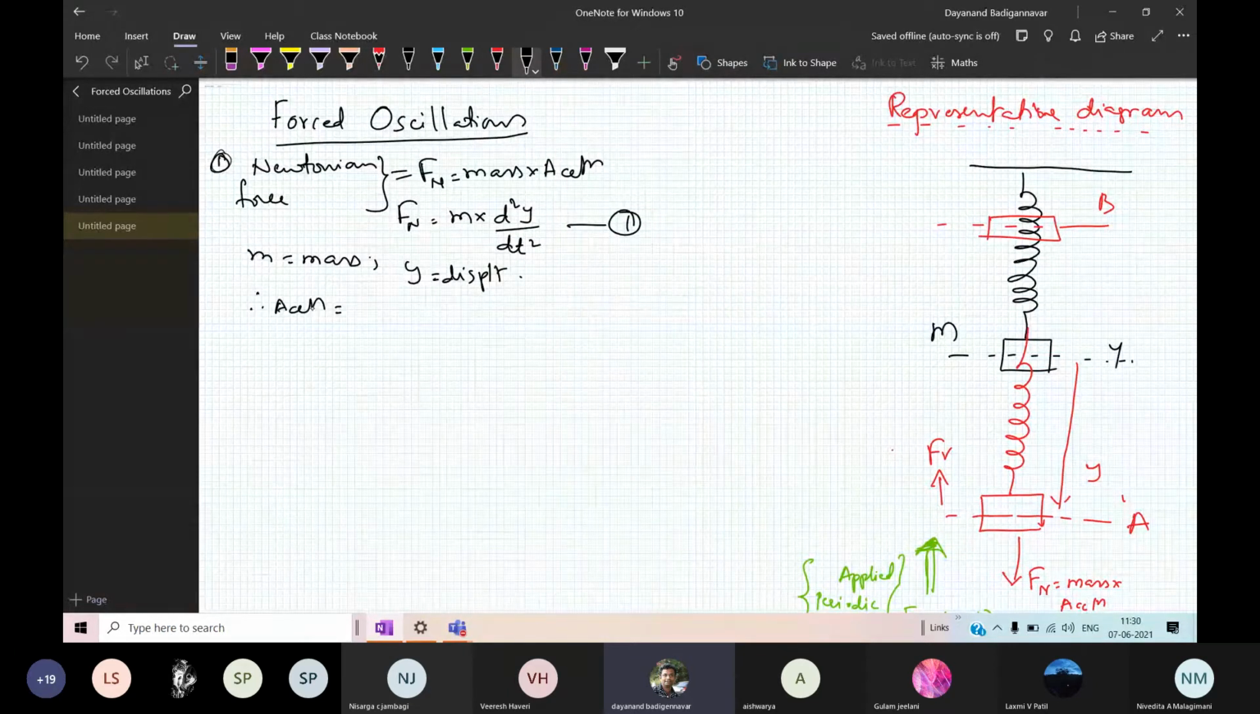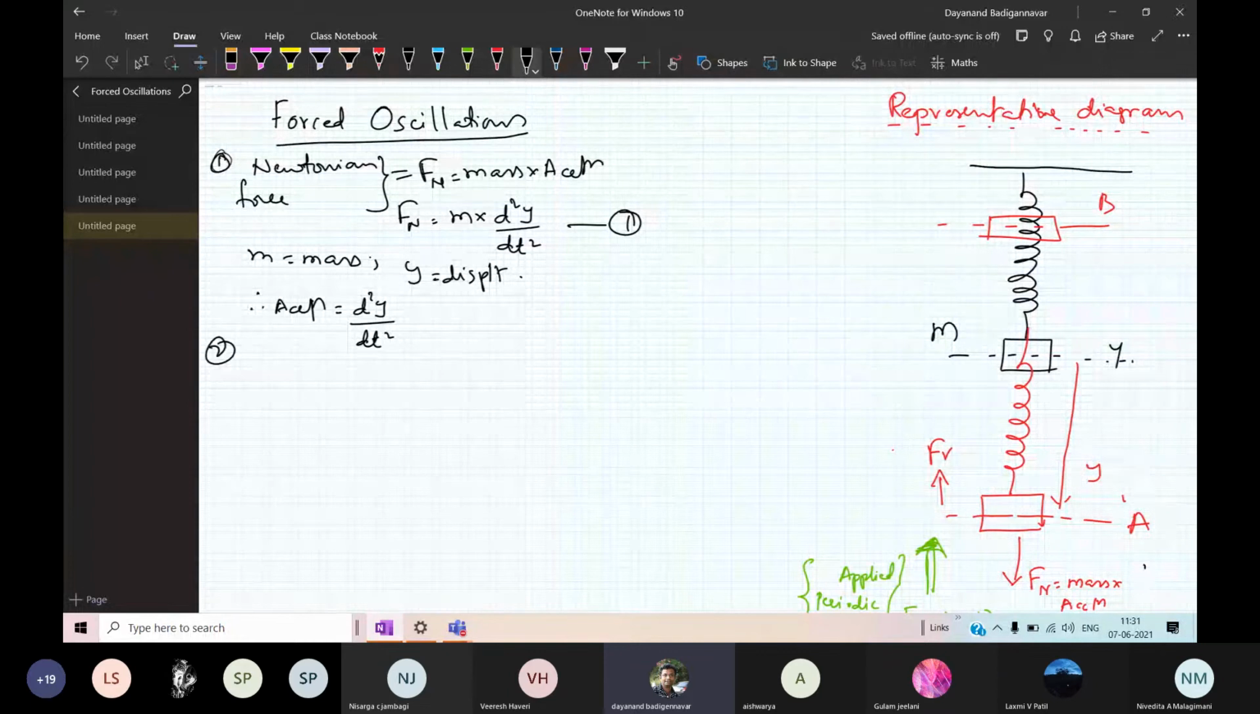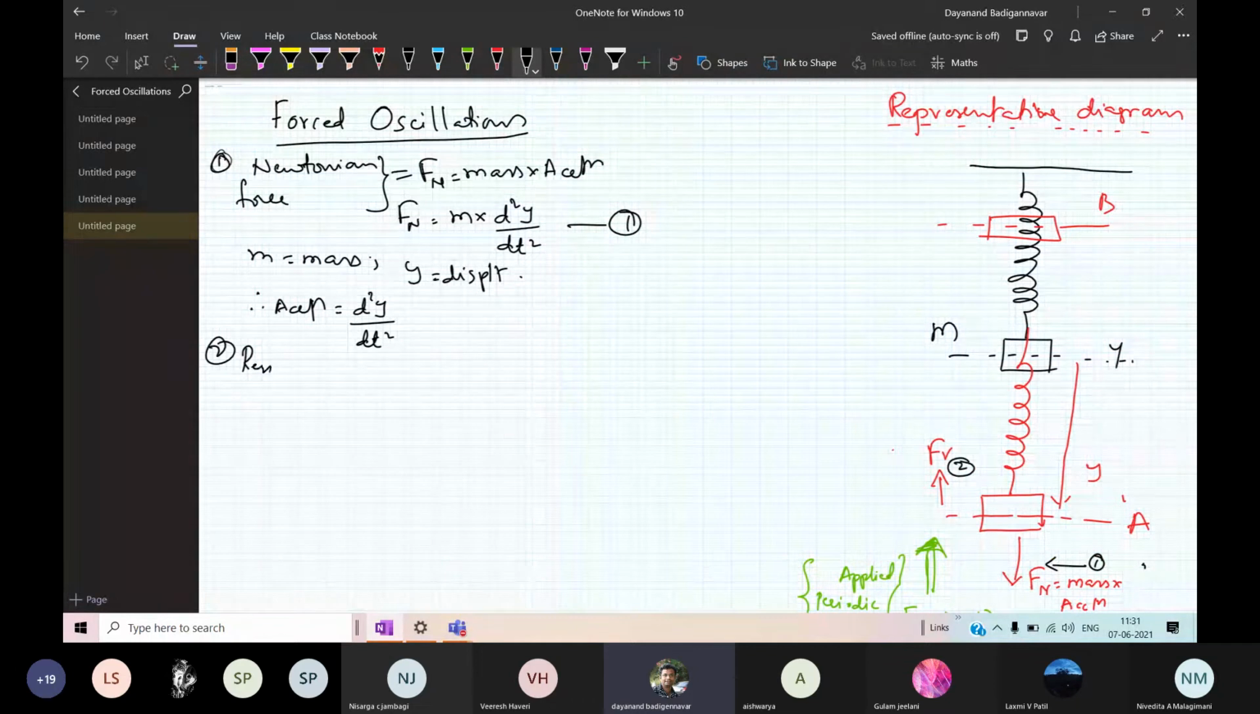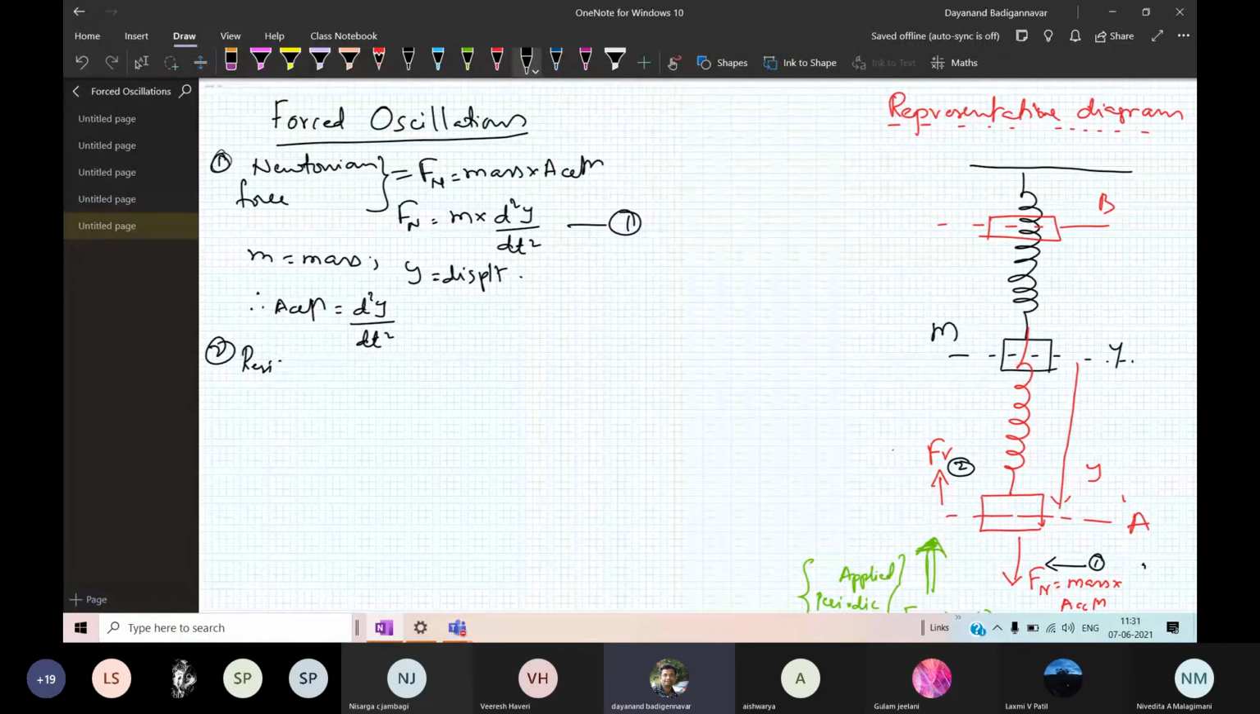This is the Newtonian force that I have taken. The second one is the restoring force. How to write the restoring force? The restoring force that is present, that is equal to Fr. It is minus of k into y. This I will take as equation 2.